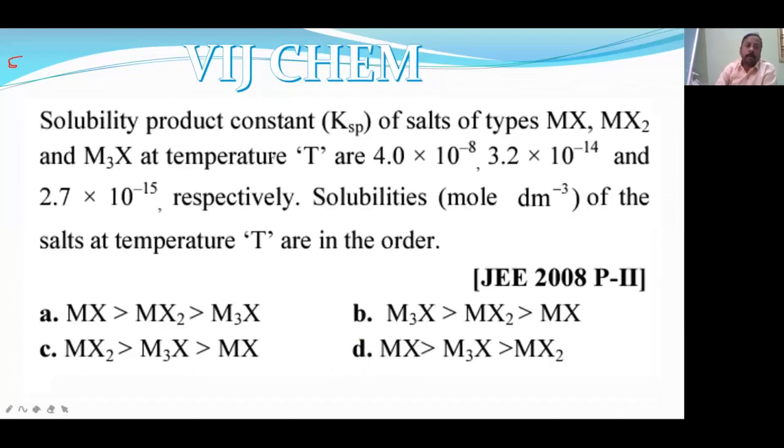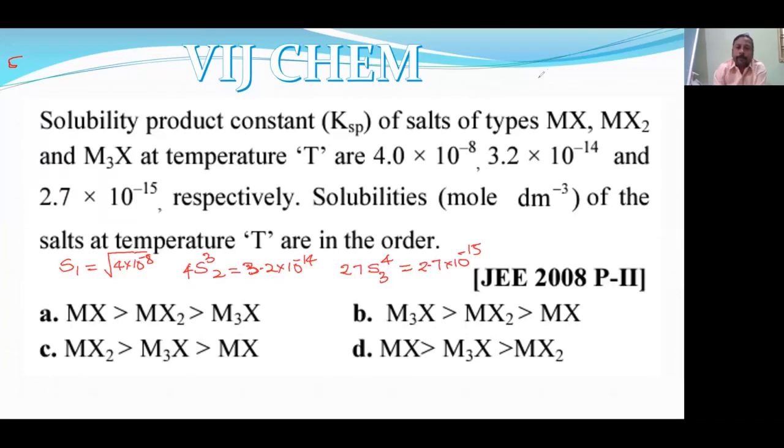Okay, next question. Solubility product constants, that is Ksp, of MX, MX2, M3X are given. Solubility is in mole per dm cube, in the order of. Which is having more solubility, which is having less solubility, you have to arrange them. You can solve, otherwise I will try to explain it.